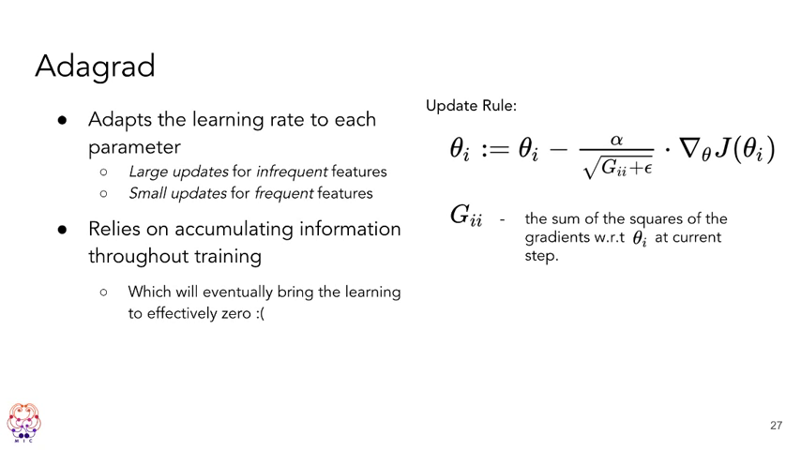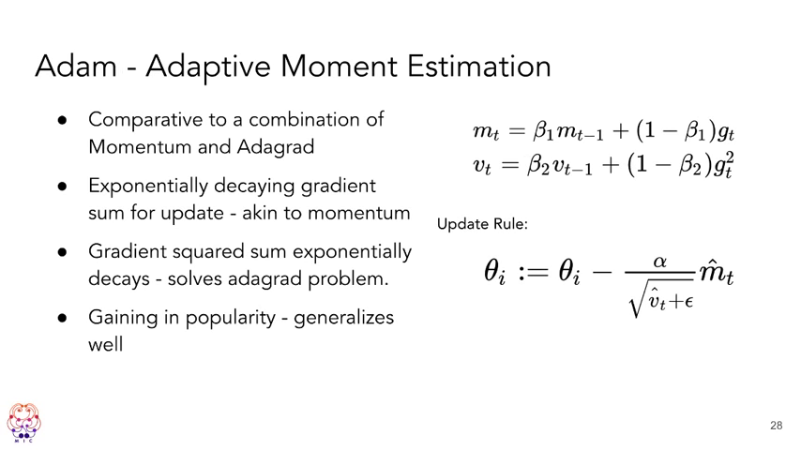But this relies on accumulating that information throughout training. You're going to have to continually add these gradients squared, and you're just going to end up with a massive g value by the end. Basically you're going to be dividing alpha by a massive value, which is going to bring that value down to effectively 0. So that's a problem. Now, Adagrad itself isn't very popular. I have this in here because it's the next step to Adam, which combines momentum and Adagrad.